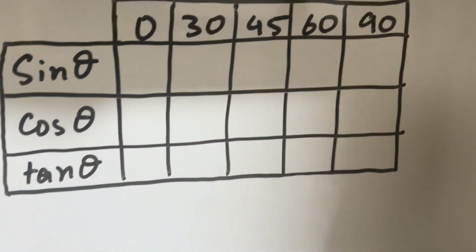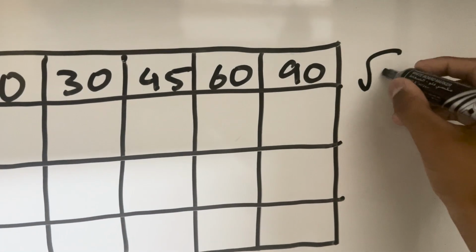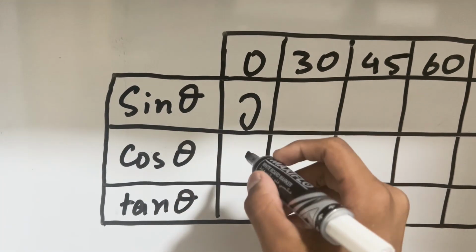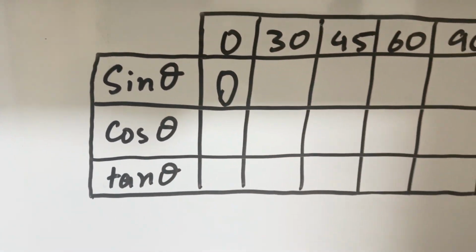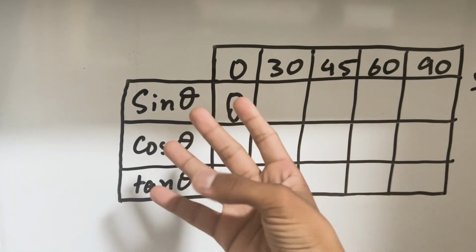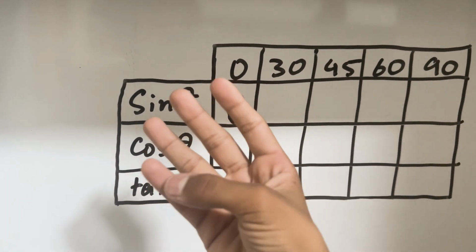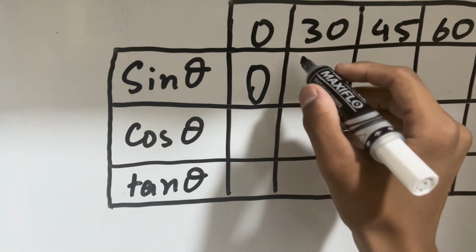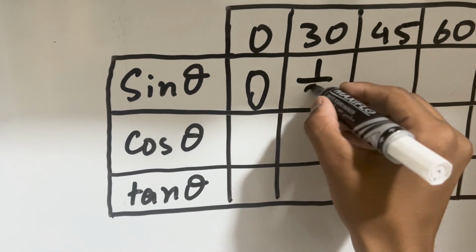So what's that going to be? That's going to be the square root of 0 over 2. What's that going to be? That's going to be 0. Now for 30. We have 30 here. How many fingers are below? 1. So the square root of 1 over 2. What's the square root of 1? That's just 1. So the square root of 1 over 2 is just 1 over 2.